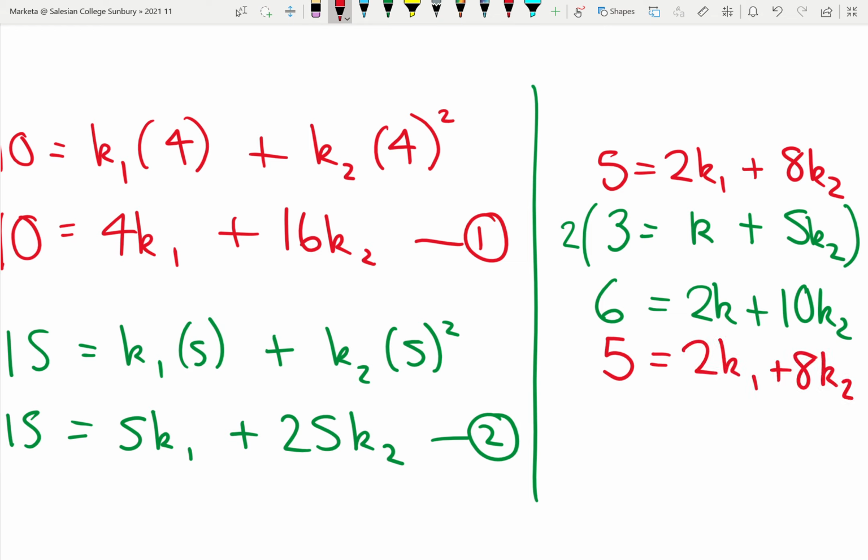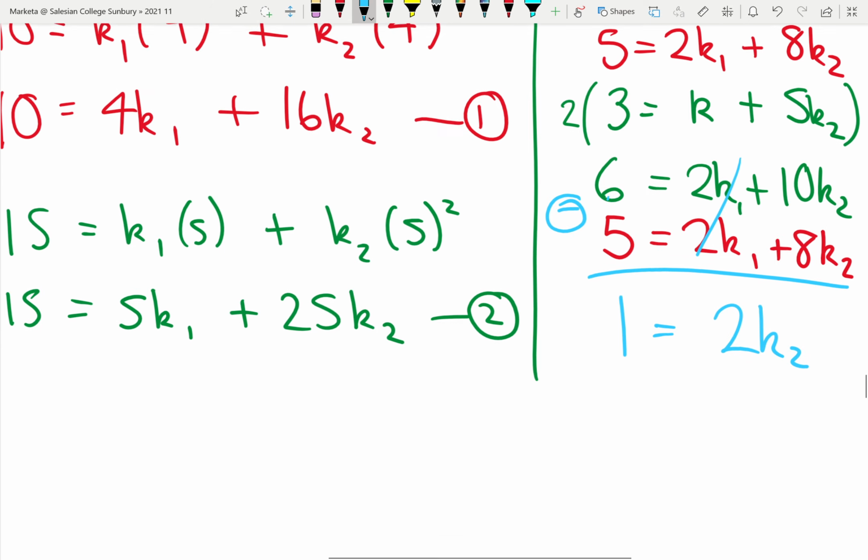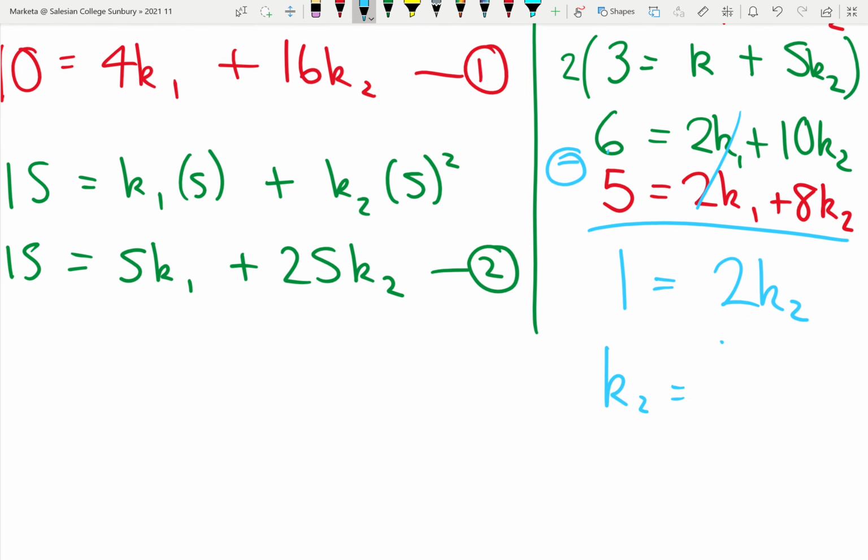So remember, if you do the same on both sides of the equal sign, you're not actually changing the equation at all. And now I'm going to subtract those. So that means I'm going to get 6 minus 5 is 1 equals 2k minus 2k, that will go. 10k minus 8k is 2k2. And that means that k2 is going to equal half. So that's our first value.